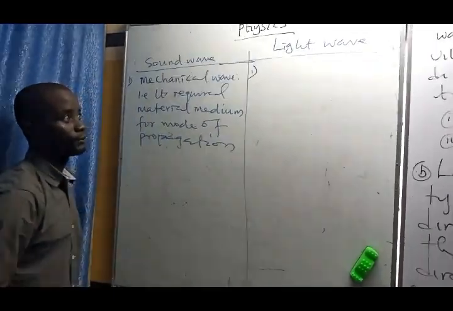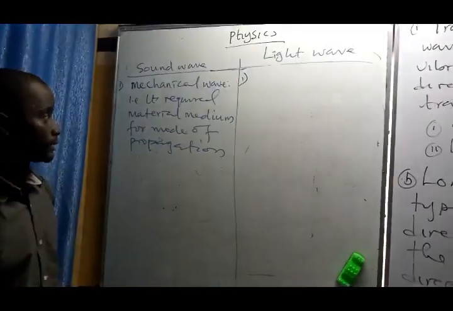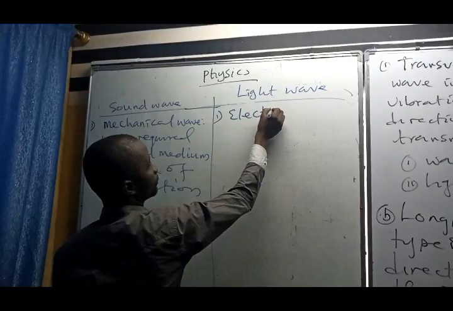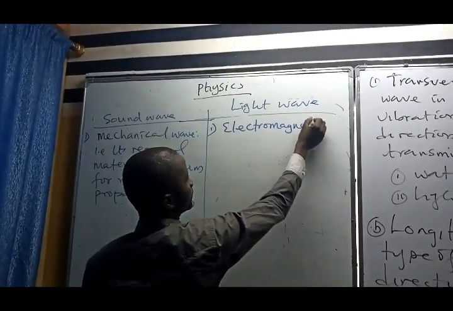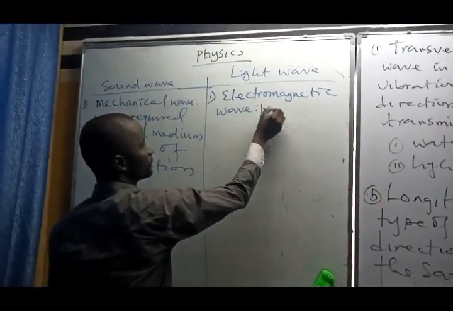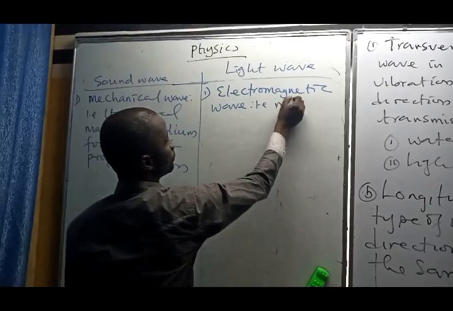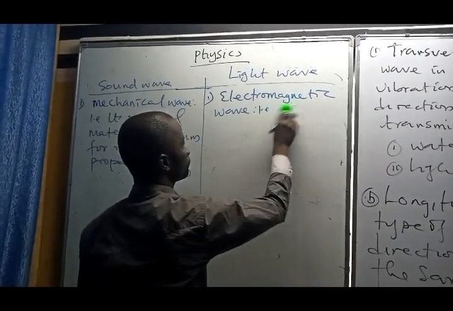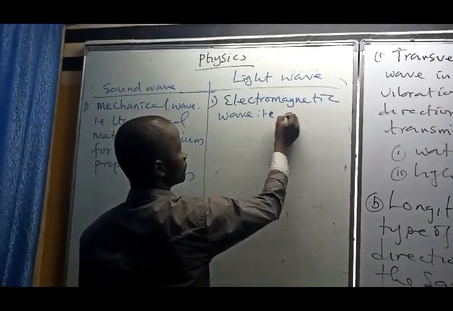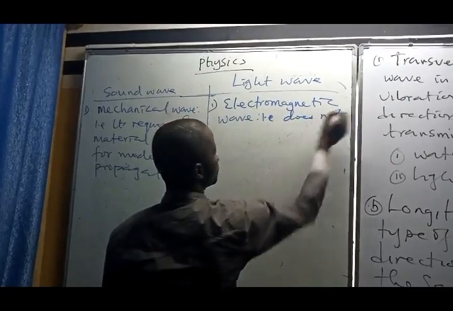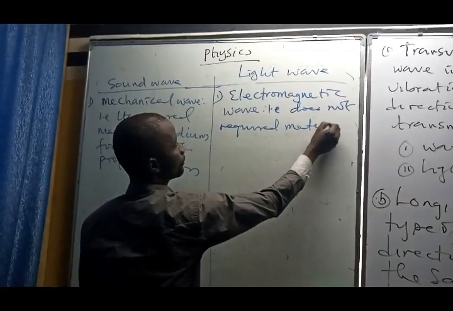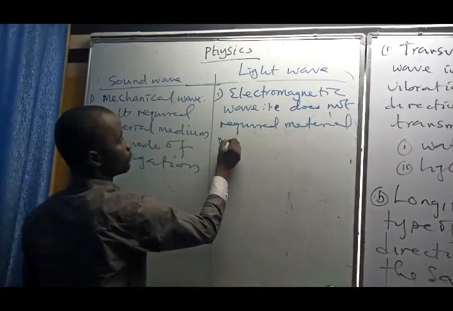Remember that light is an example of electromagnetic wave. That no material medium is required. That is, electromagnetic wave does not require a material medium.